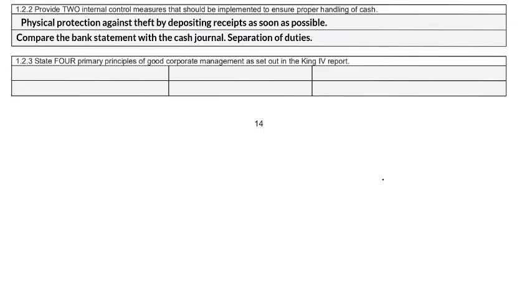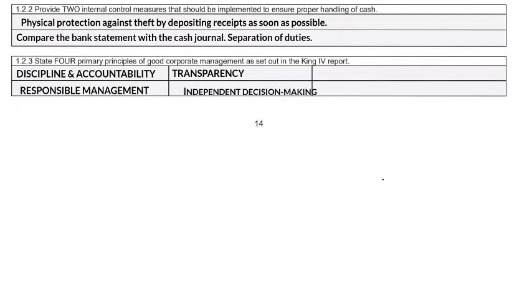1.2.3 State 4 primary principles of good corporate management as set out in the King 4 report. Well, the first one is always discipline and accountability. Responsible management. To be transparent, so transparency. Independent decision making. Social responsibility. And honest action towards all role players. So, honesty.